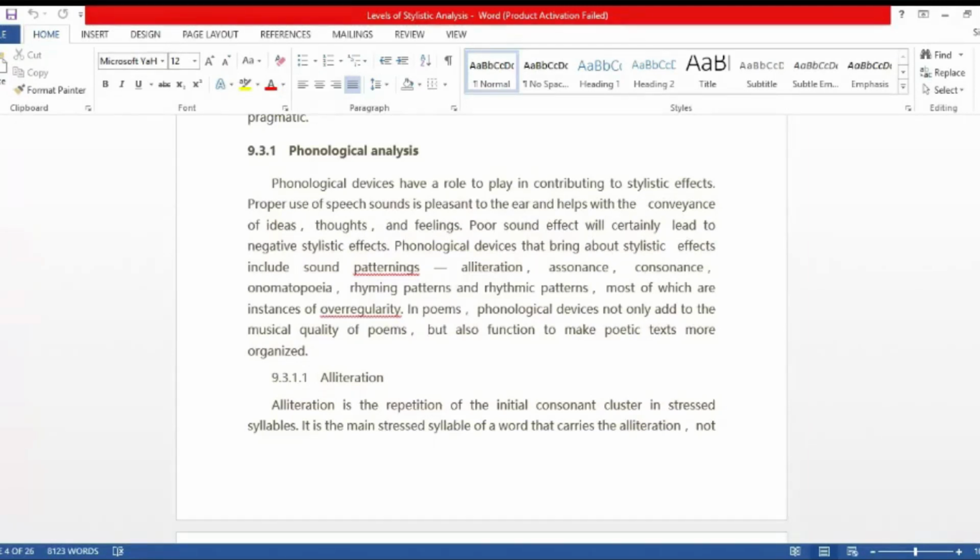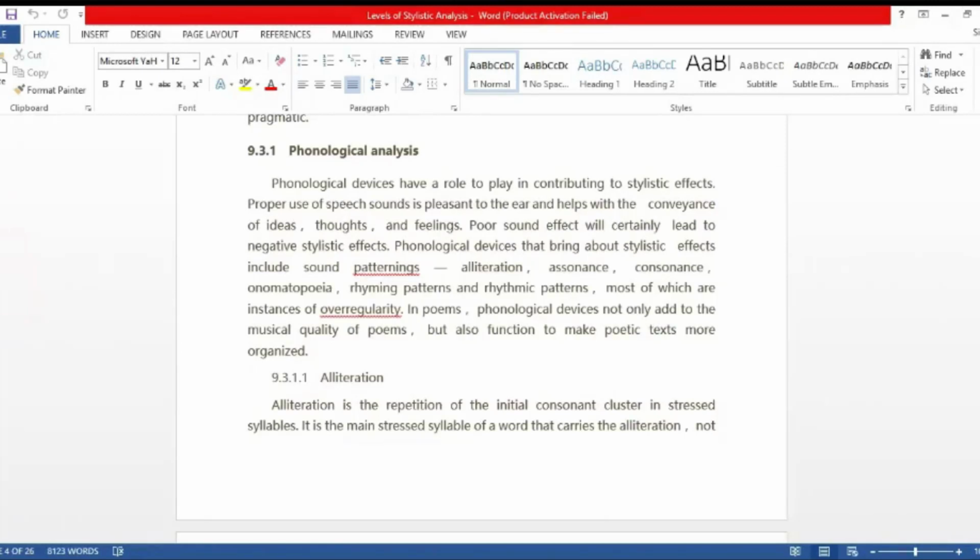Poor sound effect will certainly lead to negative stylistic effects. If a very beautiful scene is portrayed and a lot of harsh sounding words are used and these are repeated, what could be the stylistic impact? That will be a negative one, because you want to portray a scene which is aesthetically pleasing, beautiful, full of beautiful objects and happenings, and you are using very harsh sounding words and repeating them. So that will lead to a very negative stylistic effect.